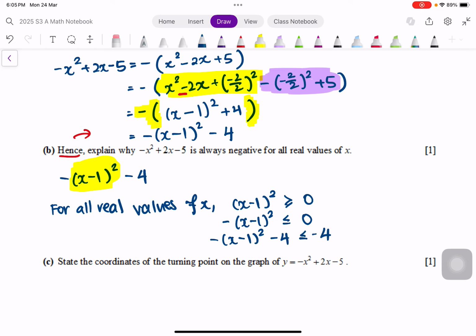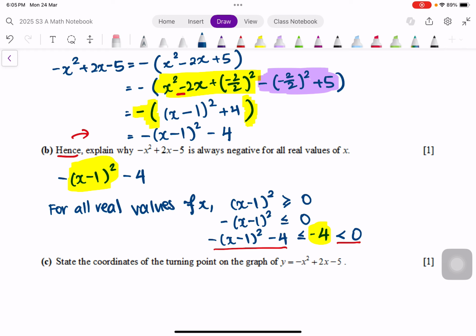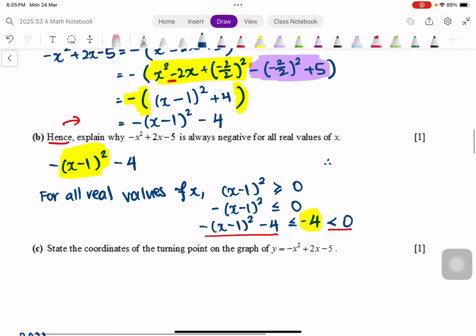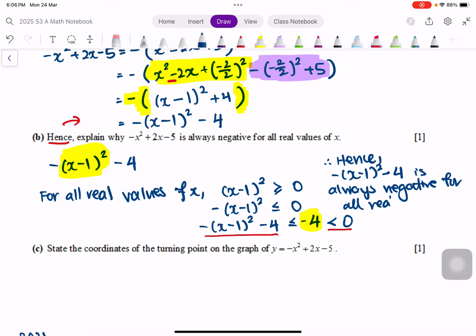Now, of course, we know for a fact that -4 is less than 0. So that is why, by the property of transitivity, I'm able to group these two together and say that, okay, hence, -(x minus 1) squared minus 4 is always negative for all real values of x.